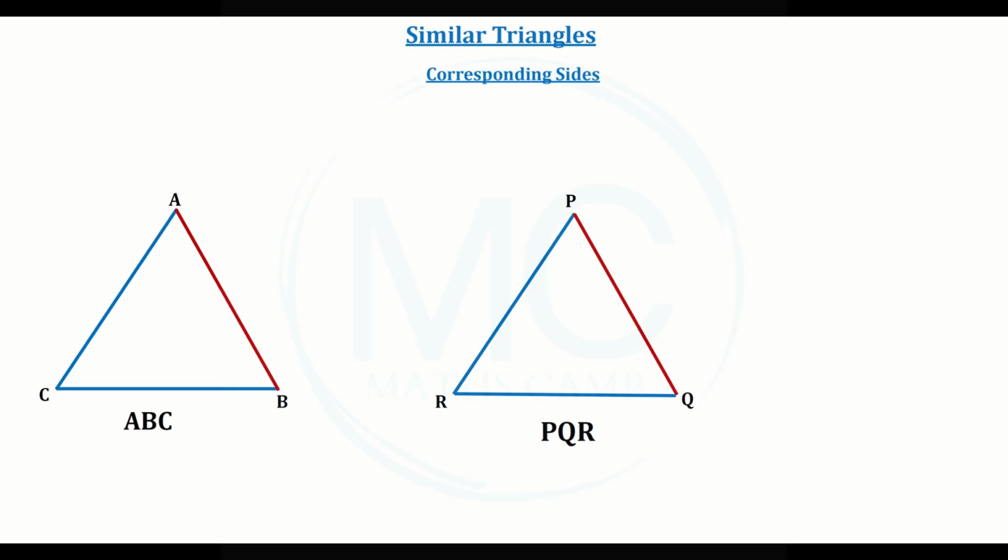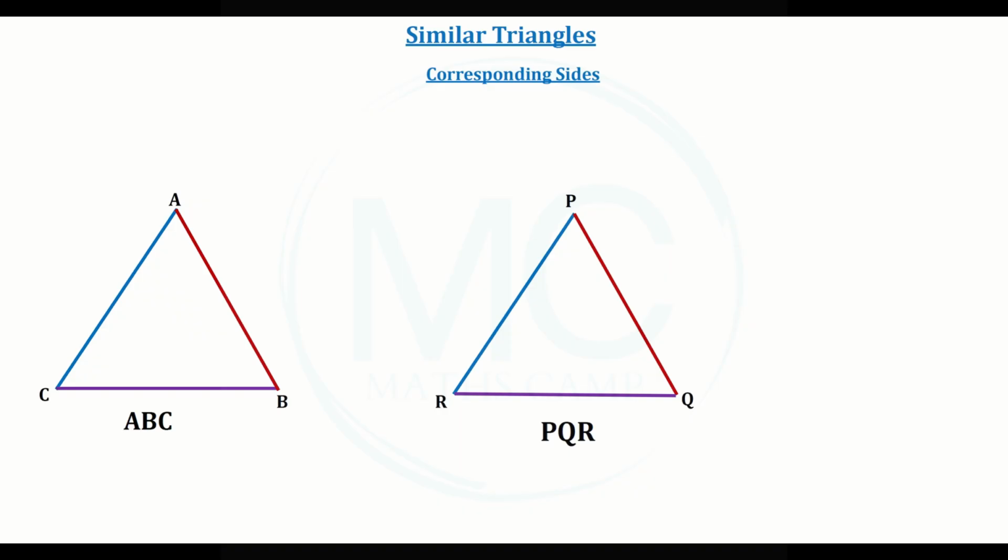In ABC, B is the second letter and C is the third. So in the triangle, let's make BC purple. In PQR, Q is the second and R is the third. So let's make the side QR purple. So BC and QR are corresponding sides.